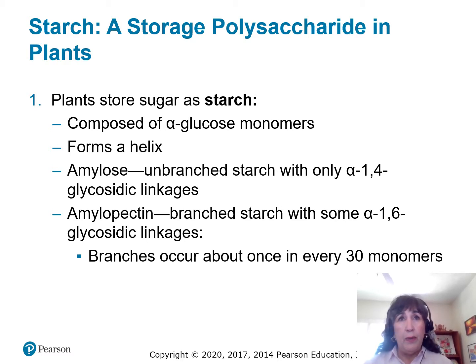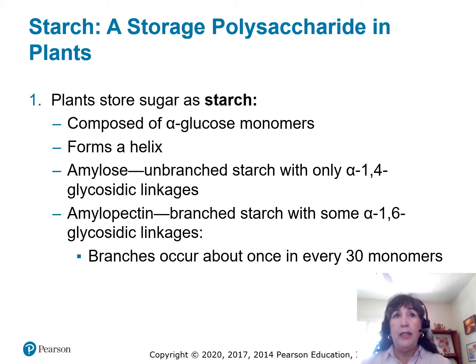One of the first ones is starch. Starch is a storage polysaccharide that is found in plants. So starches come from plant material, like potato starch, corn starch. Sugar is stored as starch in plants. These starches are composed of alpha glucose monomers, or the building blocks. One type of starch is amylose.